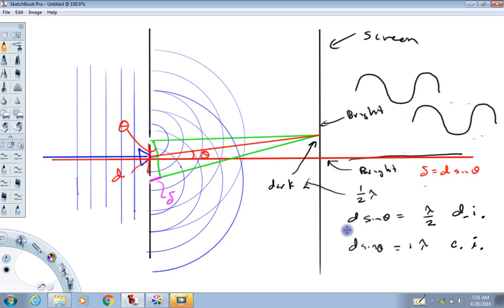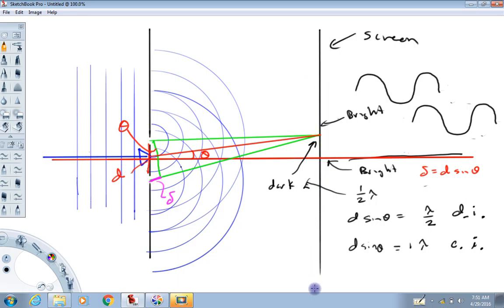So in this example, if d sine theta is equal to 1/2 wavelength, you get destructive interference and you get a dark area. Okay. As we move up the screen, the path length change here is increasing. And when that path length is equal to 1 wavelength, we get constructive interference and a bright spot. And as you can imagine, as we keep going up the screen, we get a dark spot, bright spot, dark spot, bright spot in both directions.